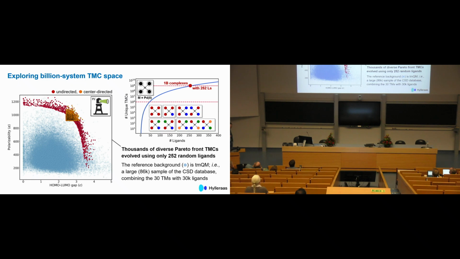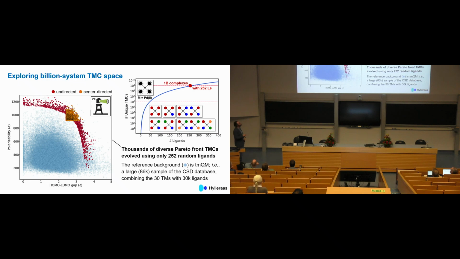Then the other thing we did was to say, okay, let's try to go really large. We took now a pool of 252 ligands that define a space of over 1 billion different metal complexes, and we ran the algorithm. Of course, now we cannot have the ground truth, because we could not compute these two properties for 1 billion metal complexes. So this sort of ground truth here is a sampling of 86,000 metal complexes that we have in another data set in the group, that involves all 30 transition metals and 30,000 different ligands. These are the values that you get for these two properties. This is basically a sampling of the Cambridge Structural Database, what is known today for metal complexes.